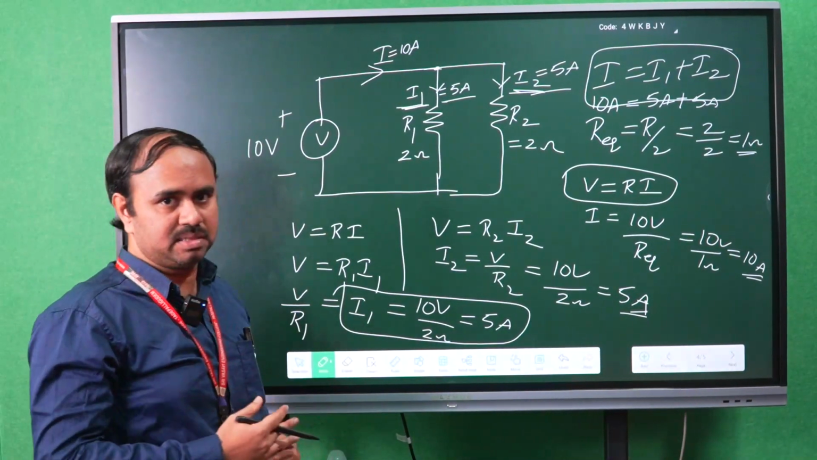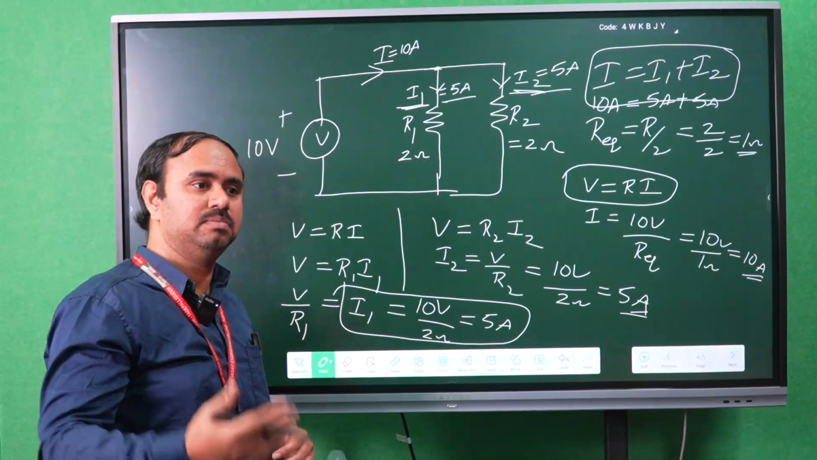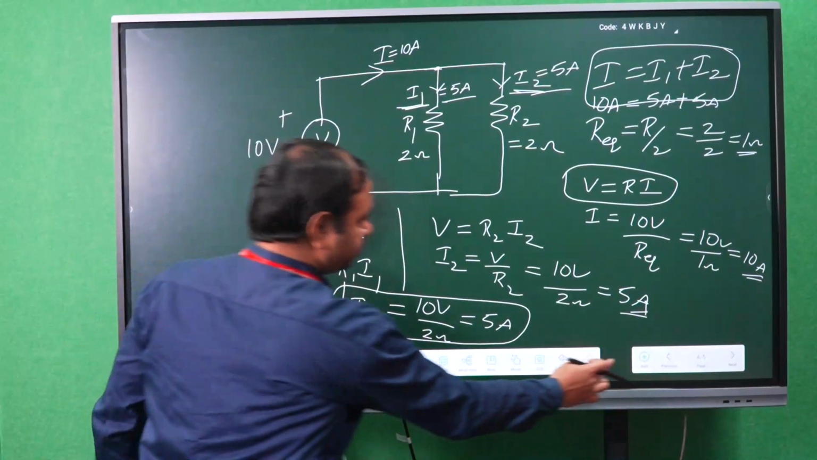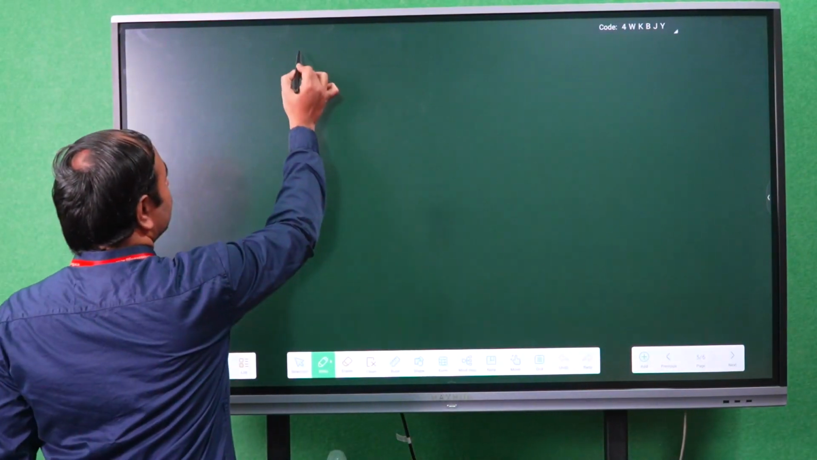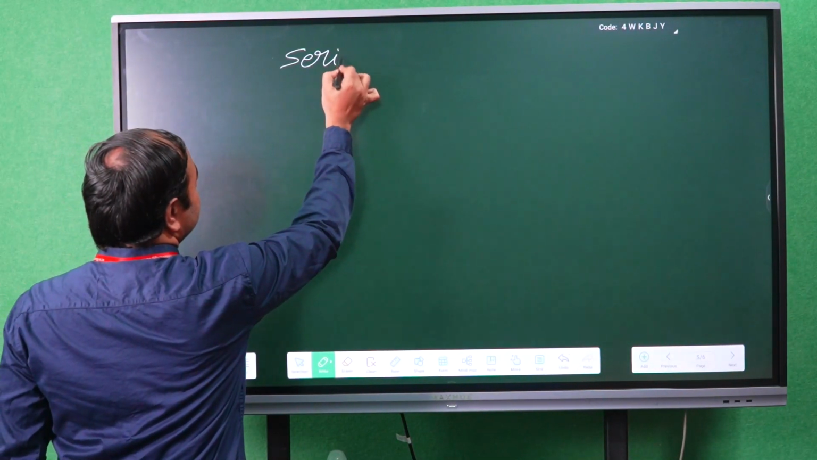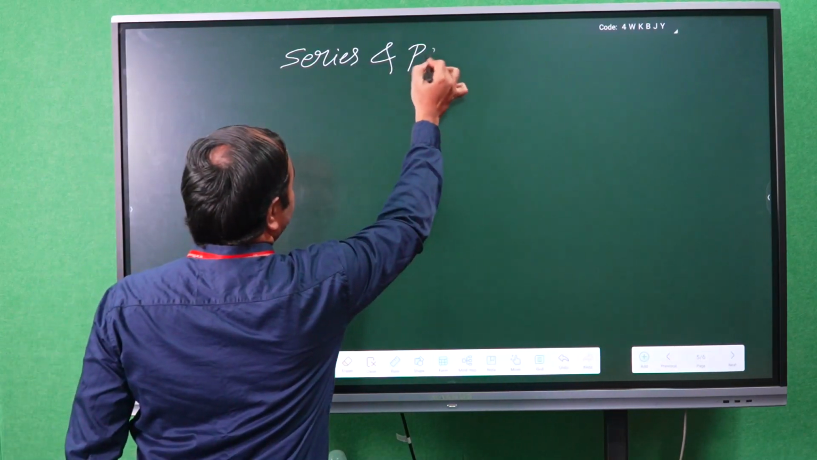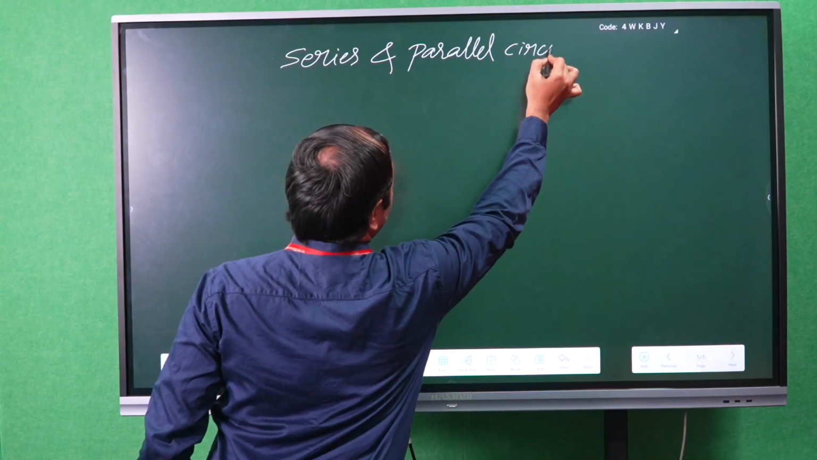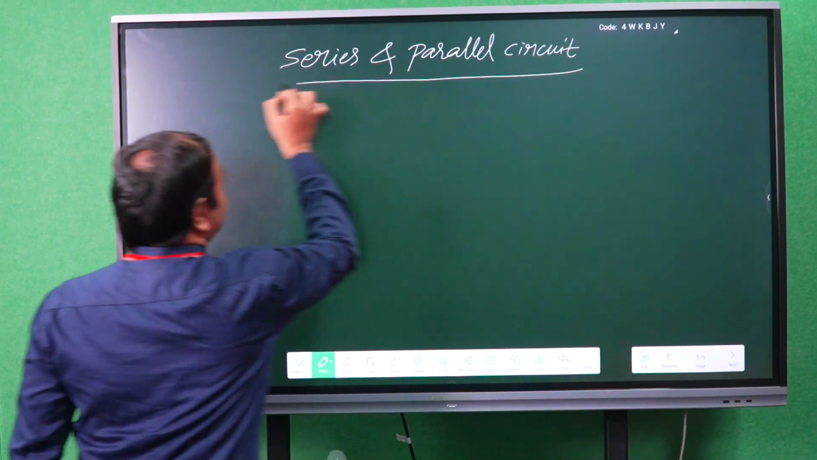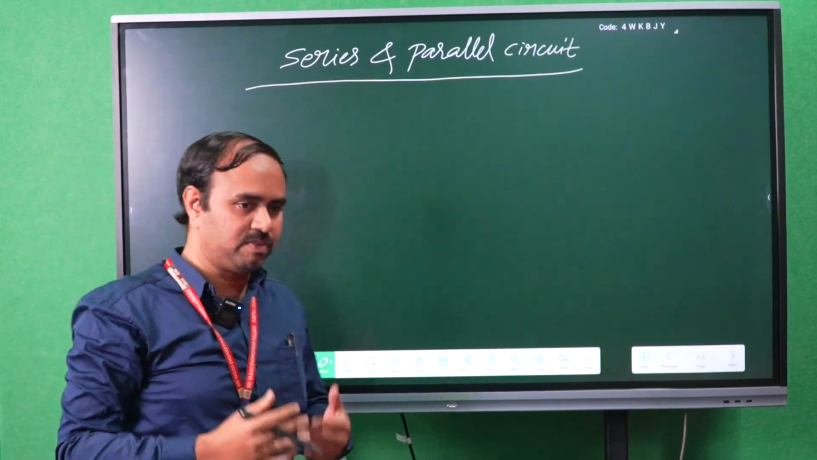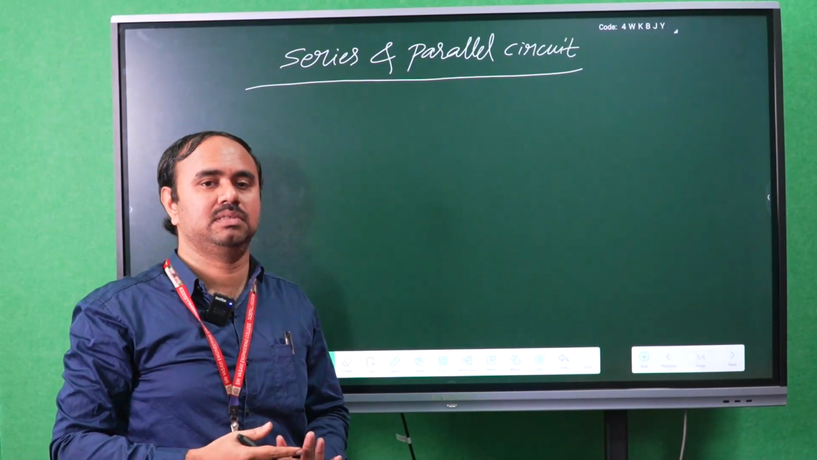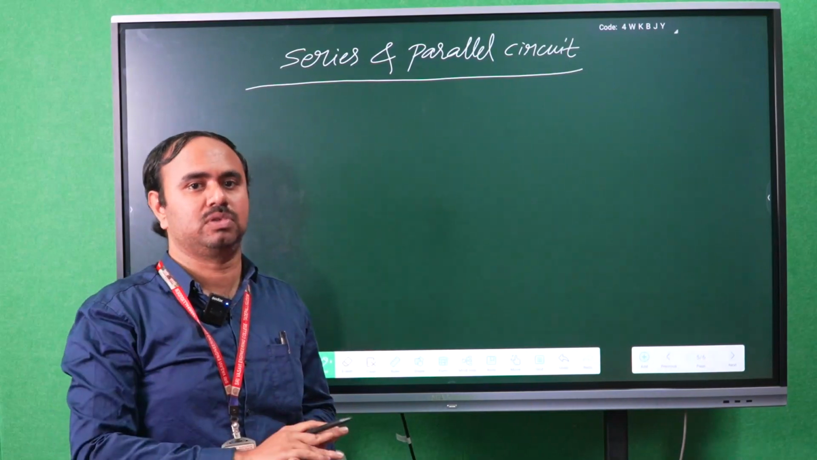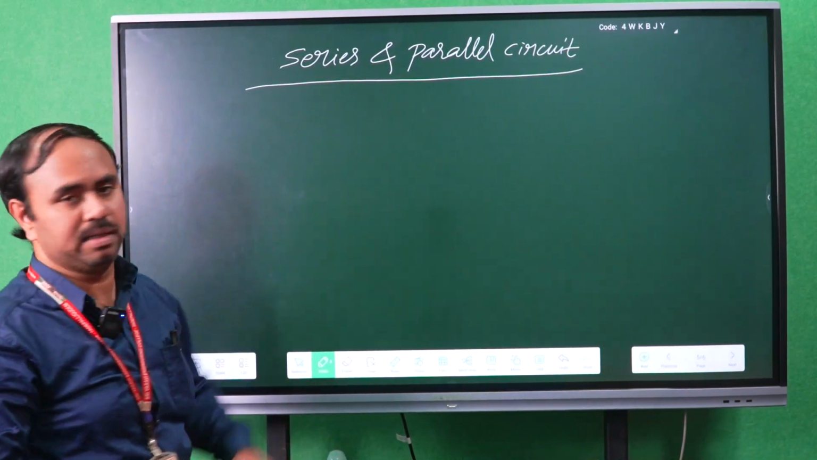So the next topic is series parallel circuit, a combination of series and parallel. Up to now what we discussed is, first topic is series circuit. Next topic is parallel circuit. Now the combination of both series and parallel.